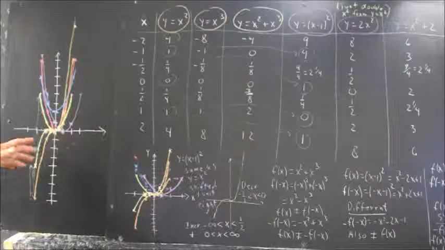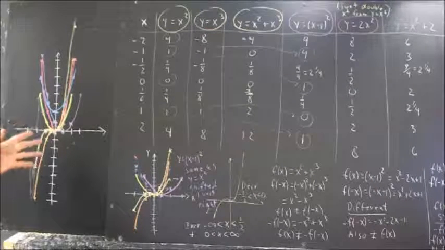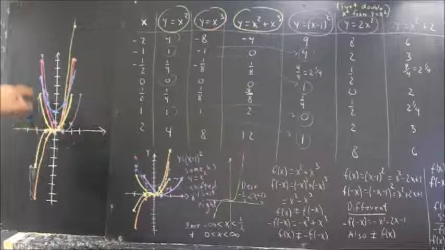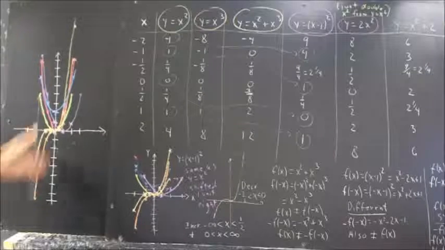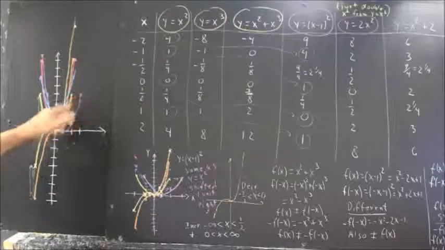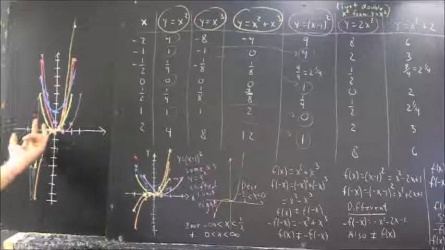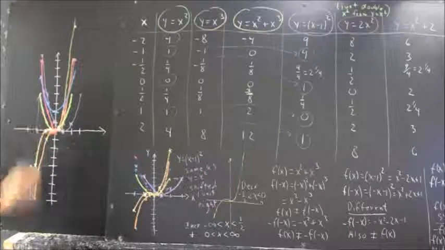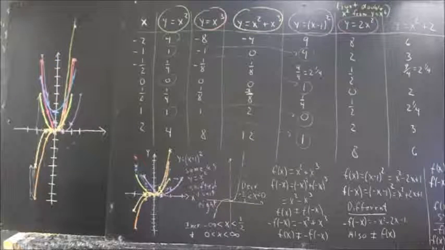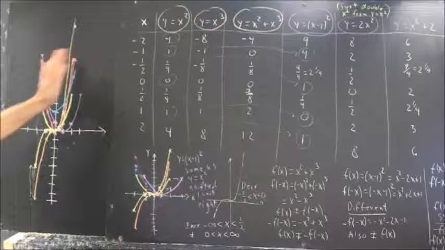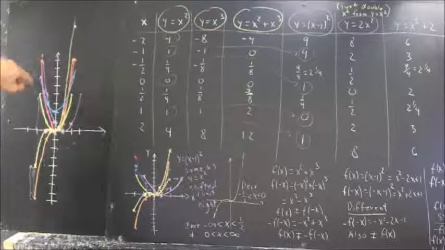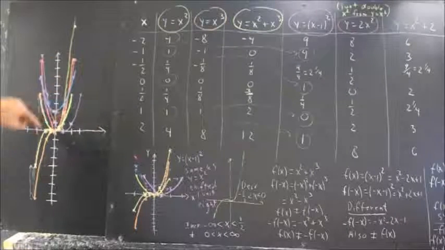All these other graphs have an axis of symmetry. The x squared graph is symmetric with the y-axis. It's a mirror image. On one side of the y-axis, what you have, if you reflect it across the axis, you have the same thing on the other side. Same thing with the blue graph, the graph of y equals x squared plus 2. It's symmetric with respect to the y-axis. And so is the y equals 2x squared graph.